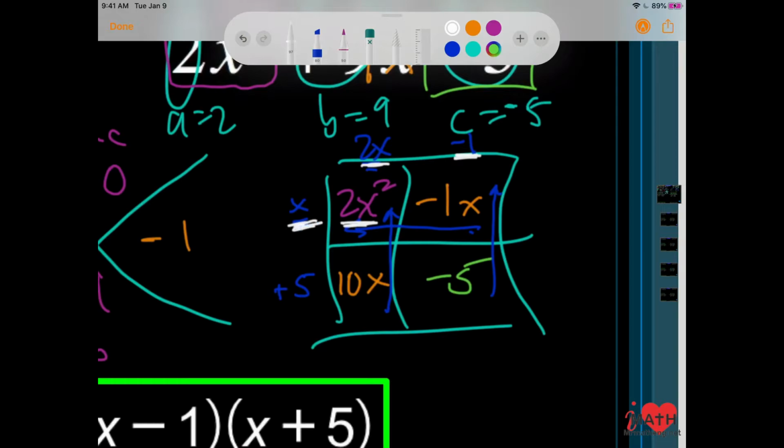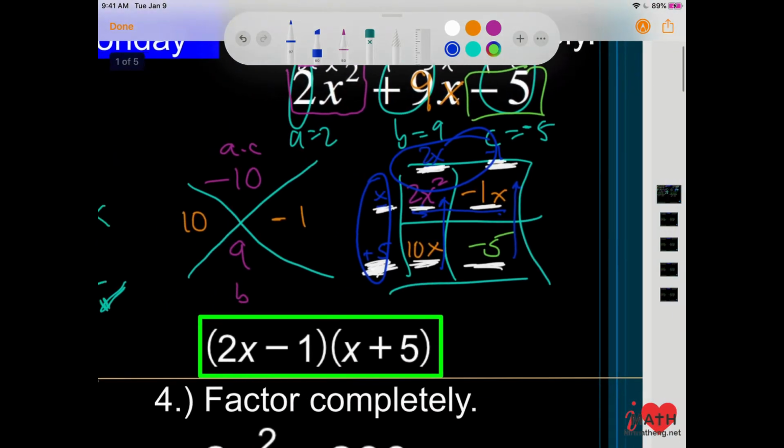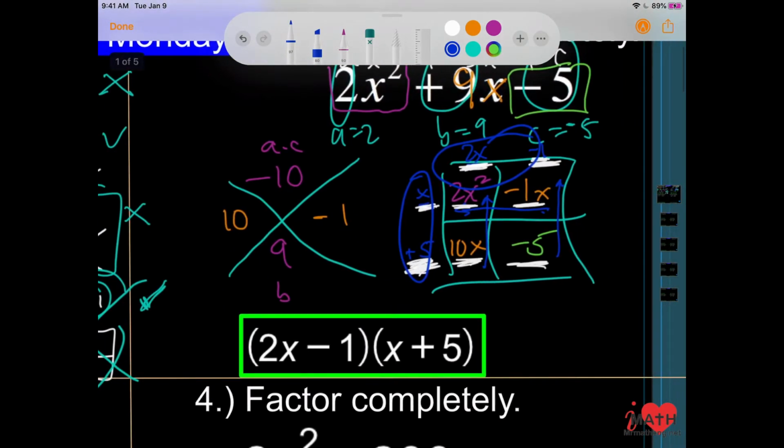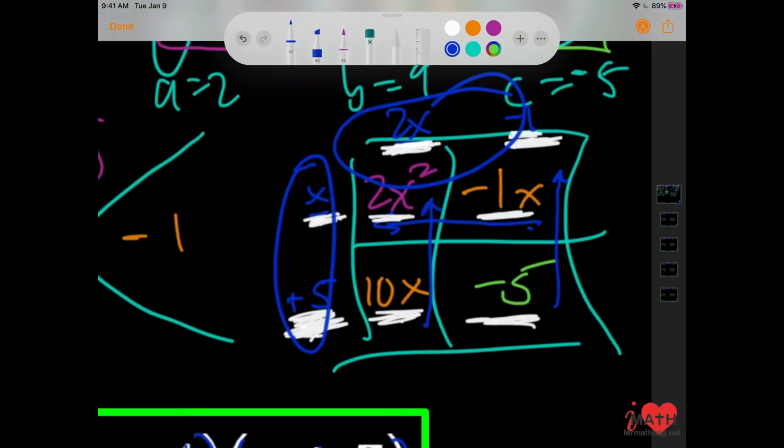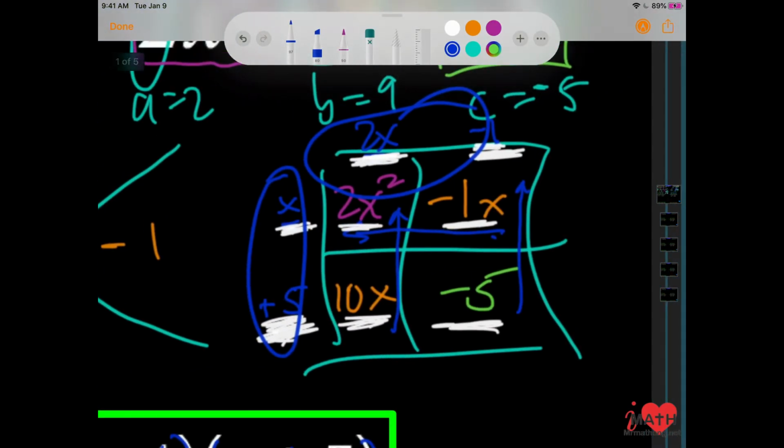-1 times x equals -1x. 2x times 5 gives you 10x. And -1 times 5 gives you -5. So what I have here on the outside is my answer: 2x minus 1 and x plus 5. That's it. And basically we're going to learn later that we're going to go from the outside of the box and multiply to get to the inside.